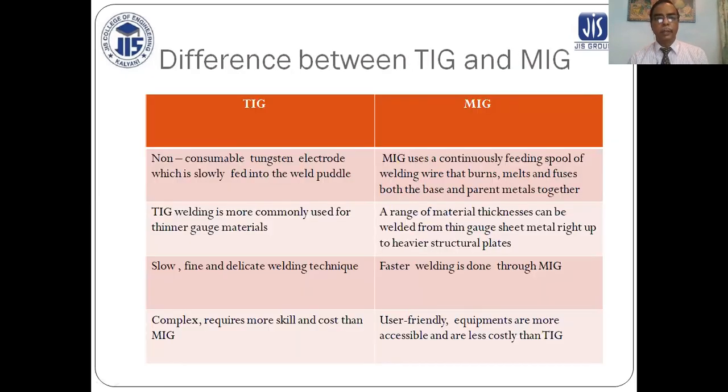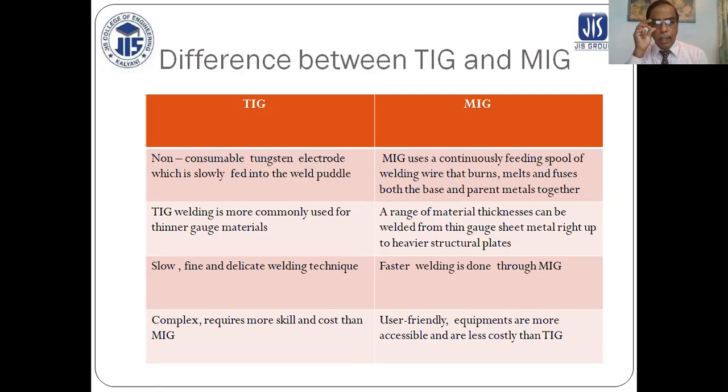Difference between TIG and MIG welding. TIG welding uses a non-consumable tungsten electrode, which slowly fades into the weld. MIG uses a continuously fed spool of welding wire that melts and fuses both the base metal and filler metals together. TIG welding is more commonly used for thinner gauge material. A range of material thickness can be welded, from thin gauge sheet metal right up to heavier structural plate.